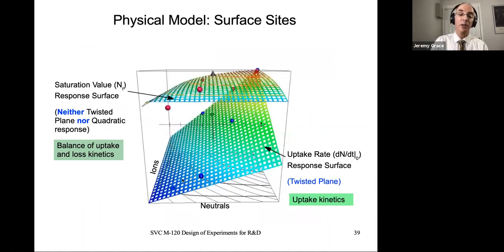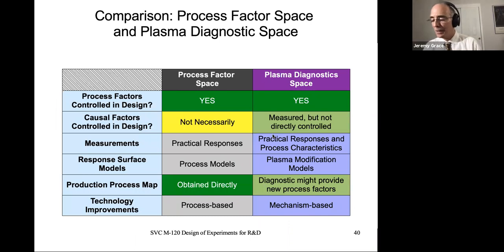And to prove my point, here's the uptake rate, a very simple twisted plane in the diagnostic space. And here's that crazy main effects and interactions over two main effects and interactions. And you'll see that it's a very flat response that deviates only when ions and neutrals are at their low settings. More so in the corner here. So again, not much time to go into detail, but I think it's an interesting example.